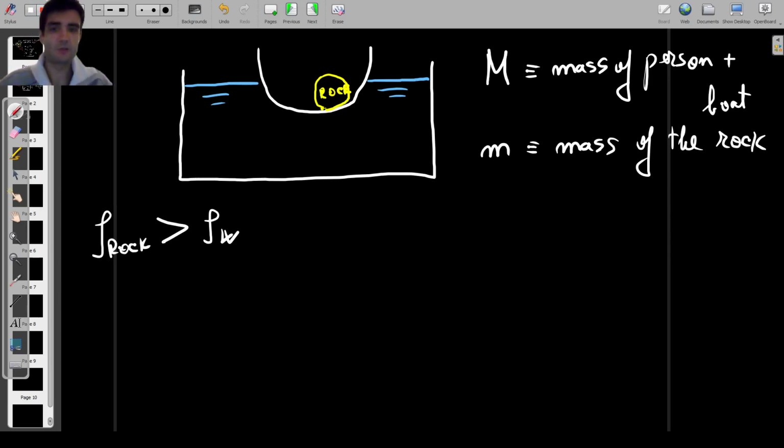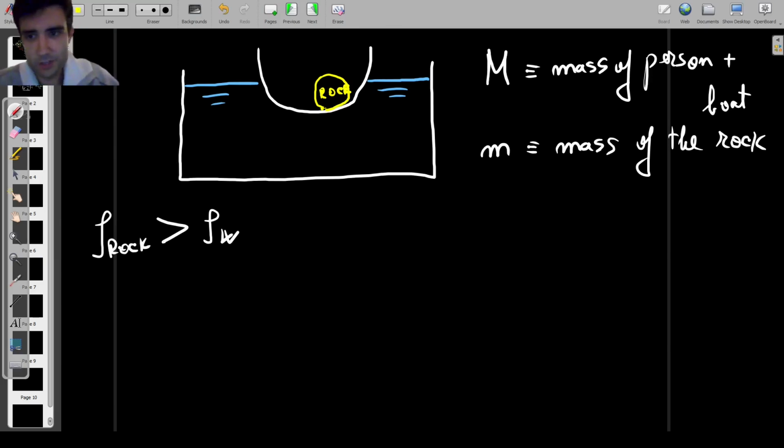Okay, right, so the question here is the following: what happens to the water level after the rock is thrown overboard? Will the water level stay the same? Will it go up? Will it come down? So we have to think about it. Once again, we split this problem in two parts. In the first case, we have the rock and the person in the boat, and the boat is floating. And in the second scenario, we have to look at what happens when the rock is on the bottom of the swimming pool and the boat only has the person in it.